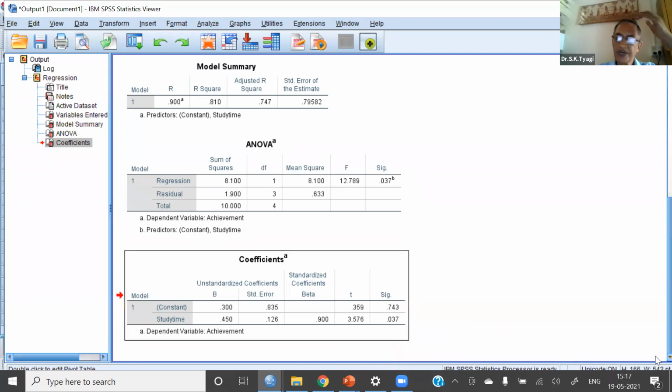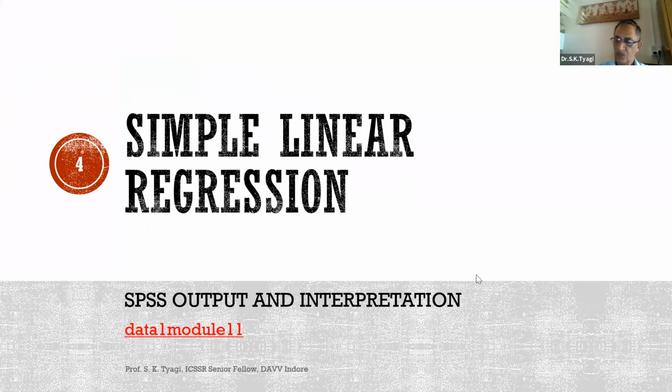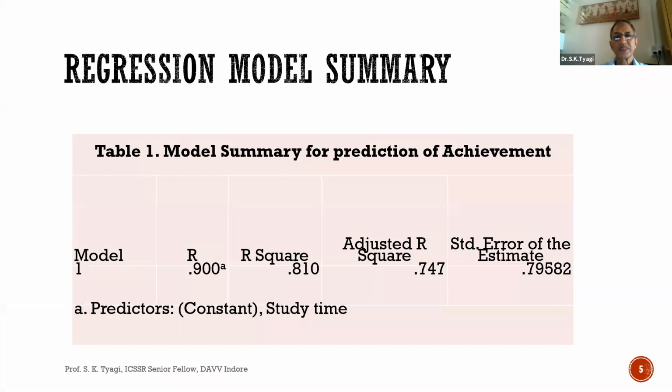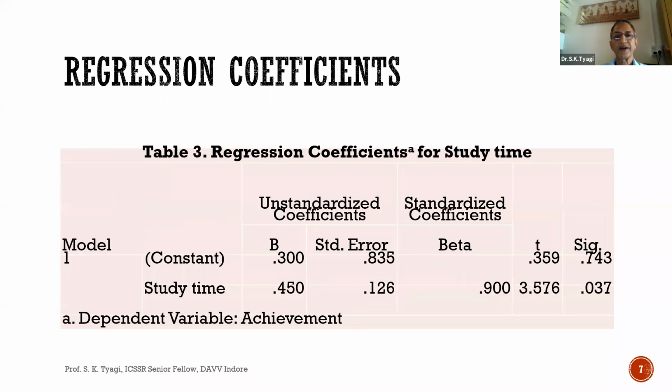Now let us see how we write the interpretation. We have understood what it means, but how to write it is an altogether different exercise. When you write a research paper or your thesis, you have to understand how to write the interpretation. Now this is table 1, model summary for prediction of achievement. This is the second table, regression ANOVA for achievement. And the third table, regression coefficient for study time.